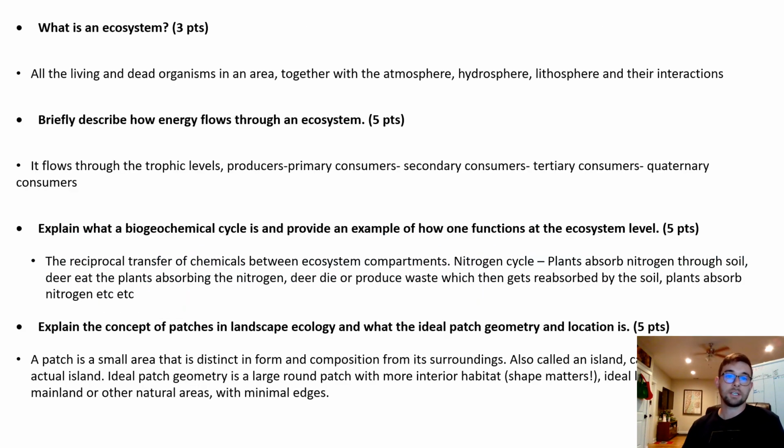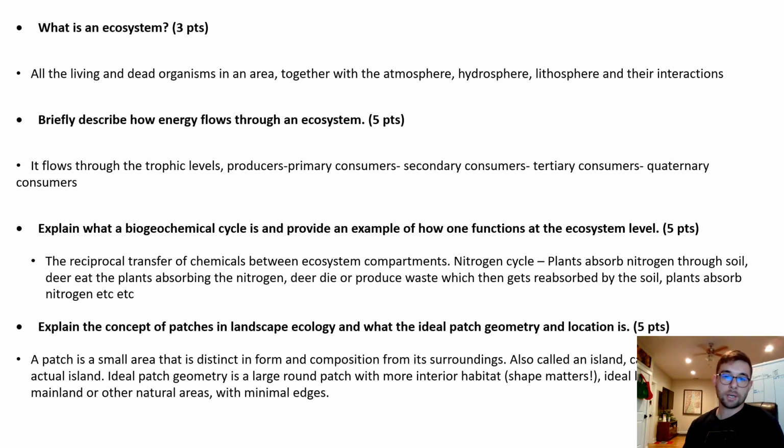An ecosystem is all the living and dead organisms in an area together with the atmosphere, hydrosphere, lithosphere, and all their interactions. Energy flows through the trophic levels through primary producers, primary consumers, secondary consumers, tertiary consumers, and quaternary consumers.